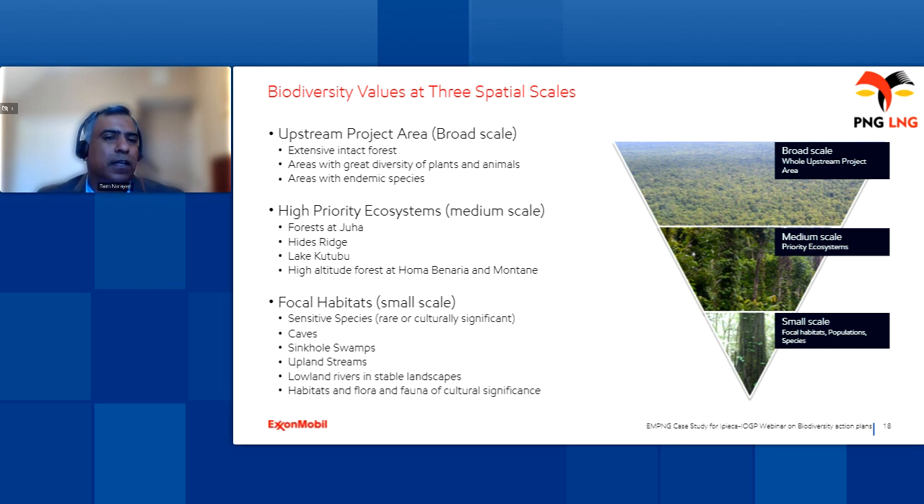At the medium scale, the priority ecosystems deemed to have high biodiversity values were identified, such as high altitude and montane forests, and Lake Kutubu, which is listed as a Ramsar wetland. At a smaller scale, focal habitats and significant ecological features were identified for the biodiversity values. These include caves and pinnacles, which provide important habitats for bats, upland streams and sinkhole swamps, providing habitats for certain frogs and birds, lowland riverine areas with high conservation value swamps, and mangroves.